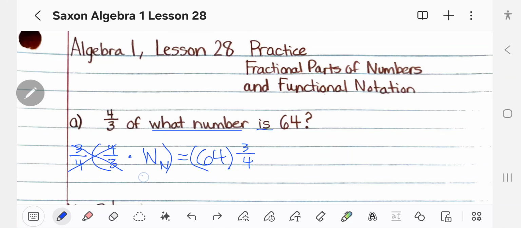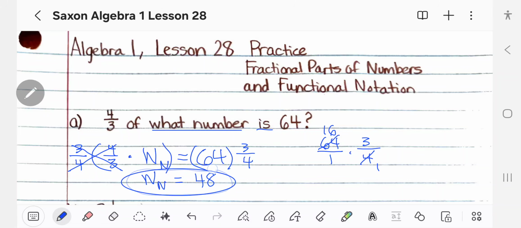What number is equal to 64 times 3/4? I'm going to write that as a fraction: 64 over 1 times 3/4. And then we can cancel. How many 4's in here? 1. How many 4's in here? 16. And then we can multiply straight across. 16 times 3 is 48. So your answer to A, what number, is 48.